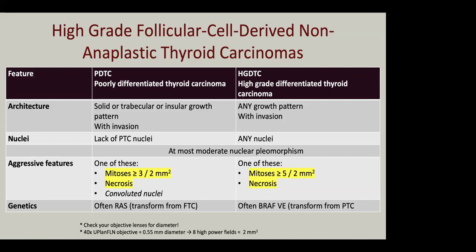For poorly diff, they must be solid or trabecular or insular growth with invasion. They do not have papillary carcinoma nuclei, but they do have mitoses or necrosis. These often transform from follicular and are RAS-like.